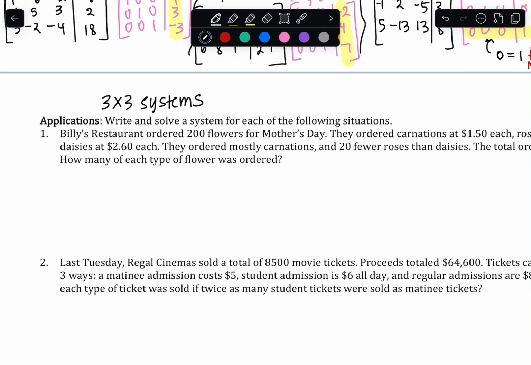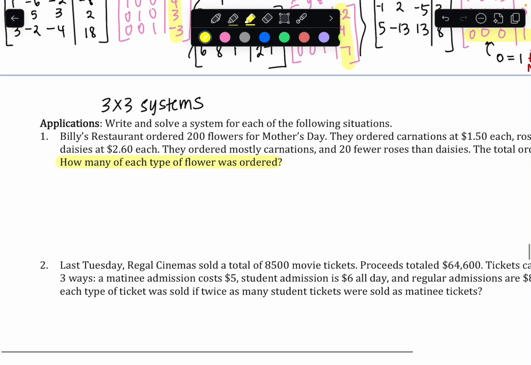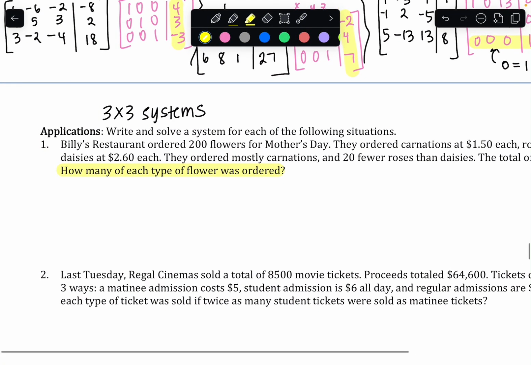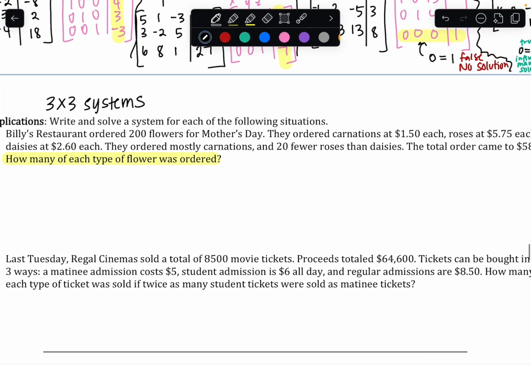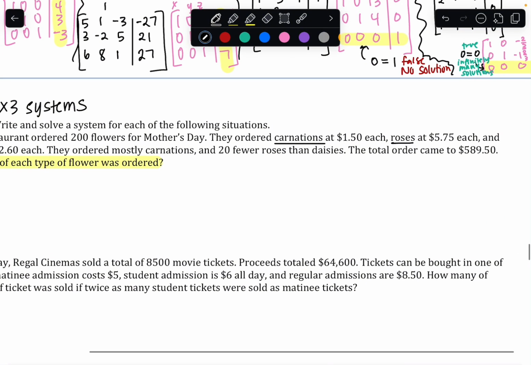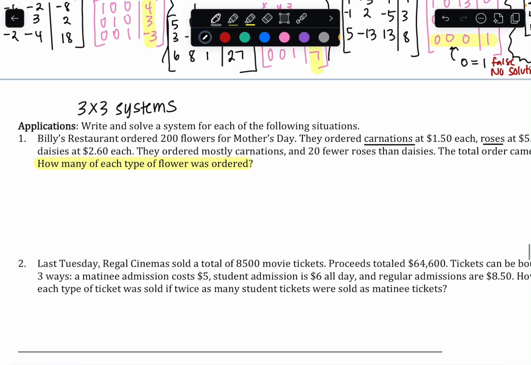Okay, and so the first thing you want to do is look at what the question is. The question says how many of each type of flower was ordered. And so that's going to tell you how to define your variables. You can use X, Y, Z. You can use meaningful variables. In this case, we have 3 types of flowers: carnations, roses, and daisies. And so they want to know how many of each type.